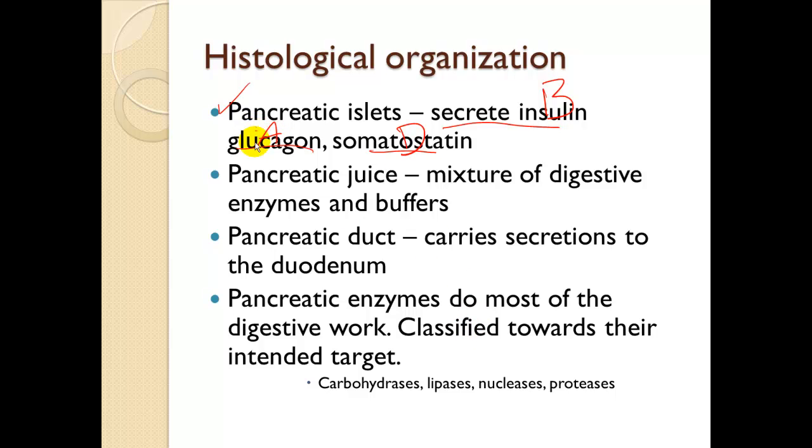Breaking apart chains of glucose is the glucagon's job. Insulin allows it into the cell, and somatostatin would be the negative feedback system once enough new sugar has been produced.